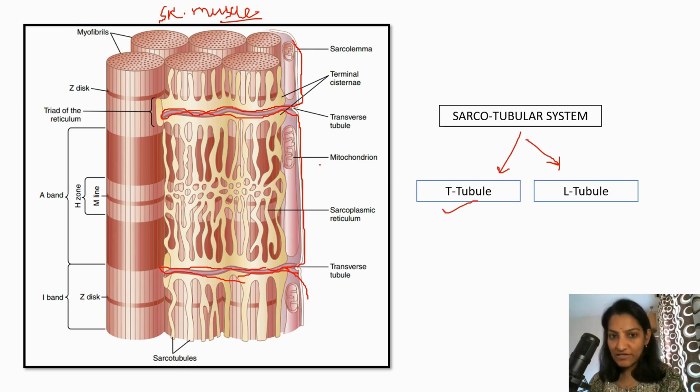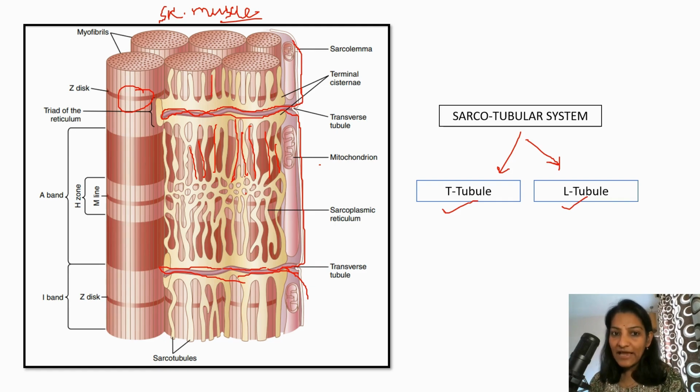T stands for transverse. And along with that, there are some parallel tubular networks present, which are part of the sarcoplasmic reticulum. These tubules are called L tubules. The L stands for longitudinal. So longitudinal tubules are parts of the sarcoplasmic reticulum. The T tubule is the invagination of the cell membrane itself. Normally it is present near the Z disc structurally, and in close proximity with L tubules.